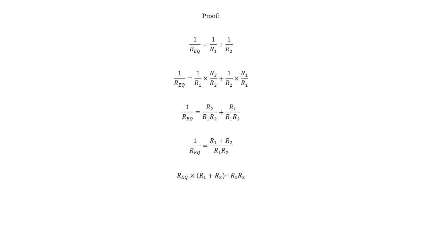So the final step in calculating for the equivalent resistance is dividing R1 plus R2 from both sides of the equation. Req is equal to R1 times R2 over R1 plus R2. And this is the same result we had in the start of the video, therefore completing this proof.